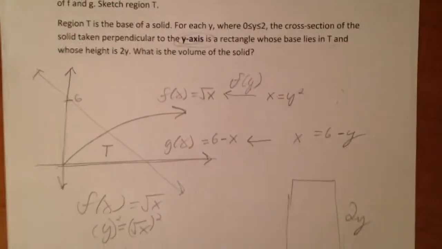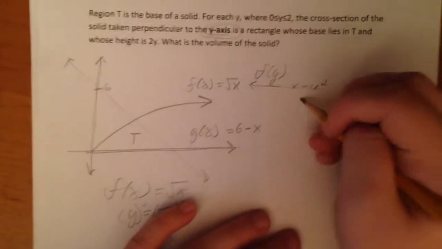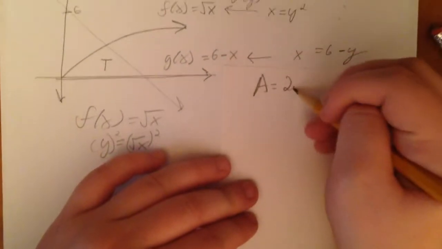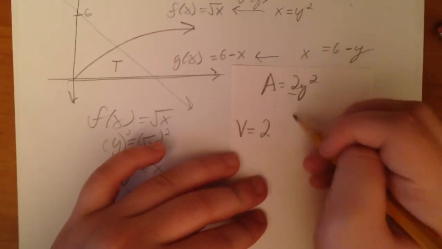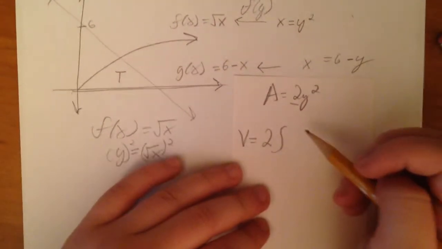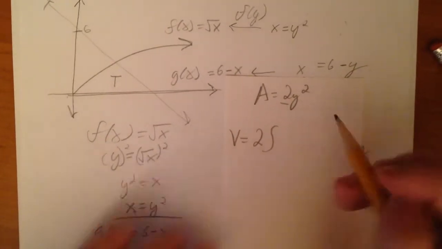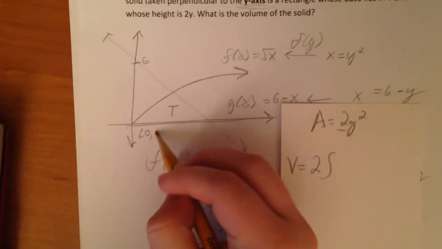We can now take the integral. So I will rewrite our area is equal to, I'll do this so you can see everything. Area is equal to 2y squared. So our volume is equal to 2, I'm taking the constant out of our integral. Here we integrate from 0 to 0.